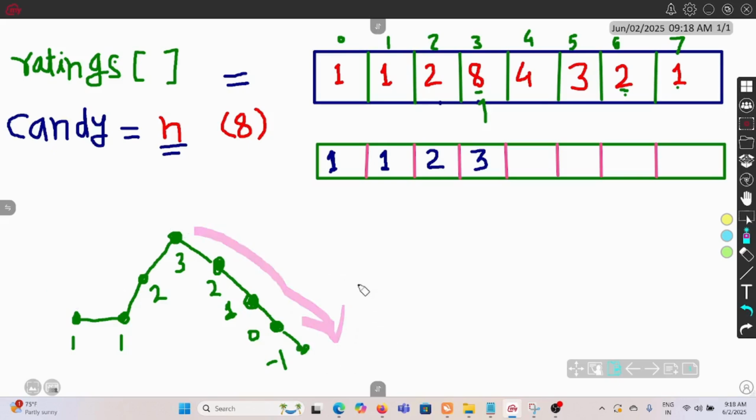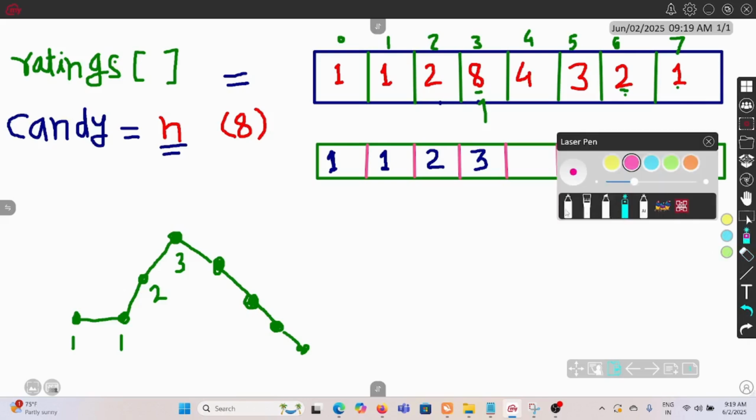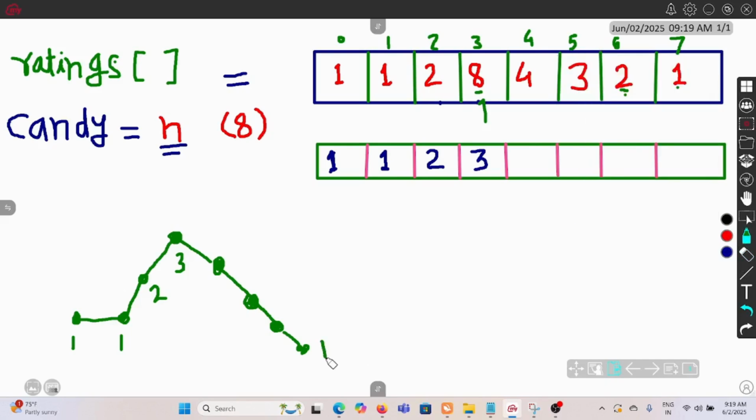So in this case, what happens? Whenever we get a downward point, we should always start from this point with 1. So instead of going from top to down, let's come to the bottom point. Here, when we got a down point, if we start from here with 1, then we can give 2 to this guy, then 3 to this guy, then 4 to this guy.